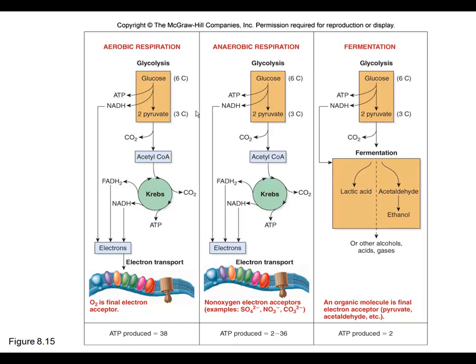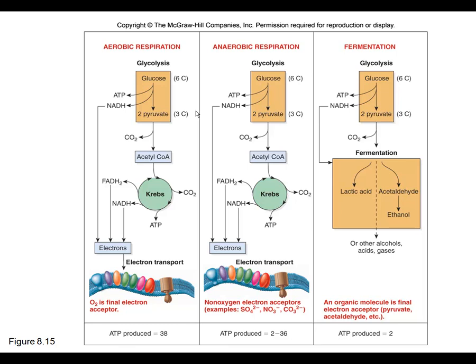In anaerobic respiration, we're going through the very same process, but instead of having oxygen as our terminal electron acceptor, we're going to have either sulfate, nitrate, or carbonate as our terminal acceptors. And ATP is going to vary based on your electron acceptor. You're going to have 2 to 36 different ATP molecules made through anaerobic respiration.